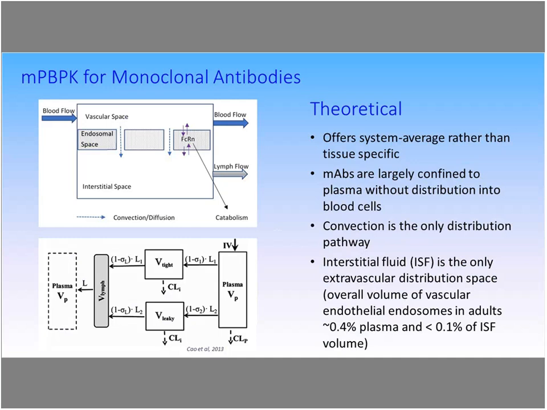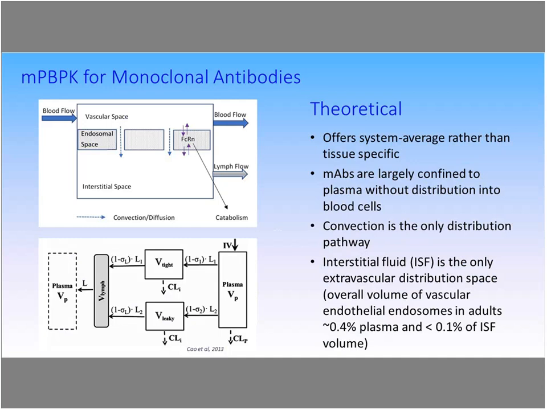Moving forward, in short, I will call monoclonal antibodies mAbs. So in general, the approach is that when only plasma or blood data is available, we can use the major physiologic attributes from the full PBPK model for a simpler approach that offers system average rather than tissue specific values. But still, we can obtain parameters with more practical values.